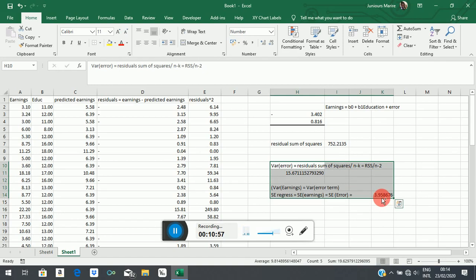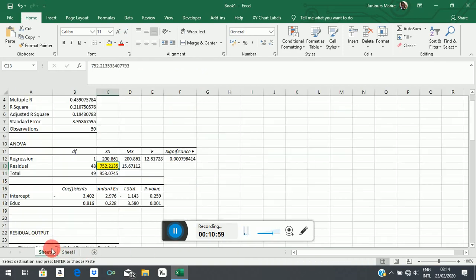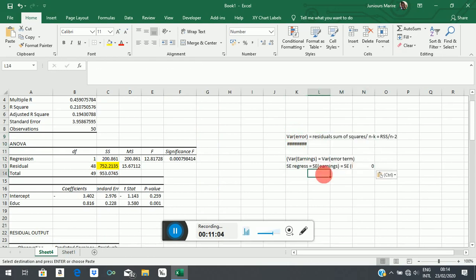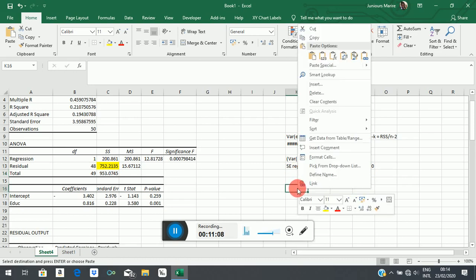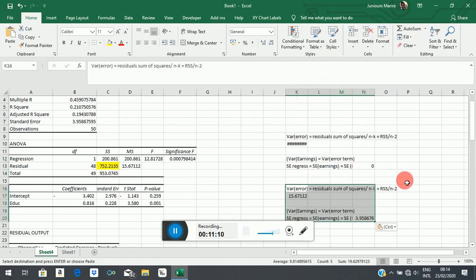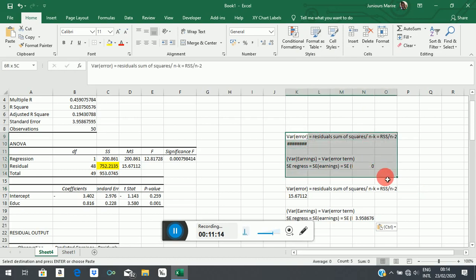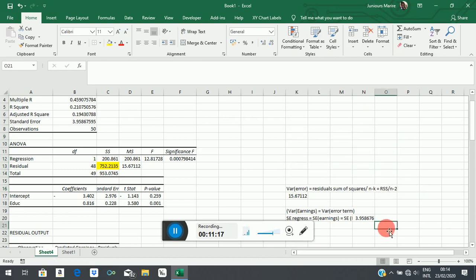Now let me copy all this. Yeah, I hope it won't change things. I'll paste that here. Well, now things have changed. What if I paste them as values? Okay, yeah, I've pasted them as values.